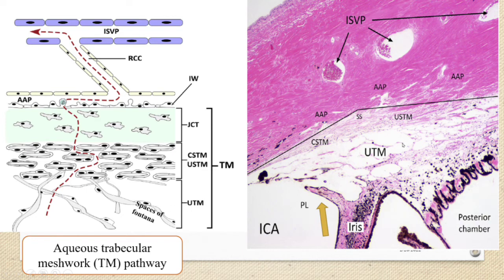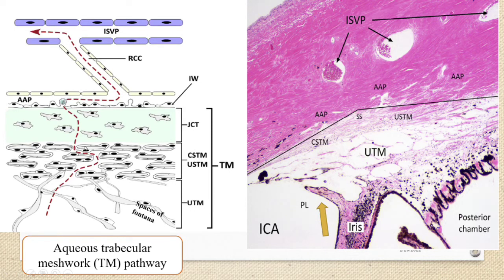We can see these structures here also in the trabecular meshwork. There are the spaces of Fontana, which are the spaces between the strands of the trabeculae. So these are the uveal trabecular meshwork, and these are the uveoscleral trabecular meshwork, followed by the corneoscleral, and followed by the juxtacanalicular trabecular meshwork.